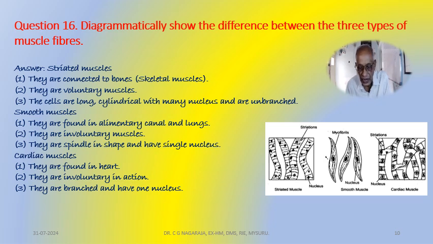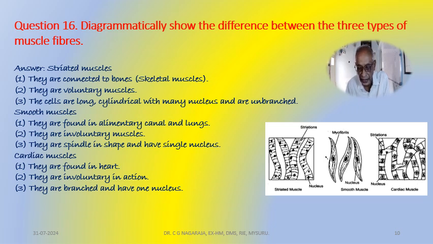Answer is striated muscles, number 1. They are connected to bones. They are voluntary muscles. Cells are long, cylindrical, with many nuclei. That is striated muscles. Then smooth muscles. They are found in the alimentary canal and lungs. Alimentary canal means in the digestive system, and in lungs. They are involuntary muscles. They are spindle shaped and have a single nucleus. They have only one nucleus.